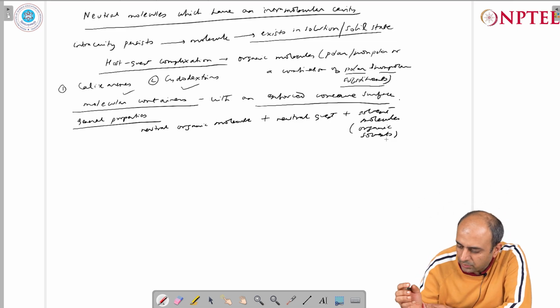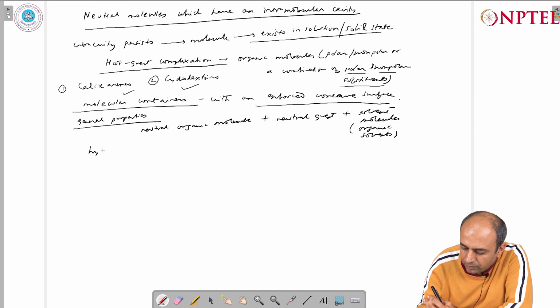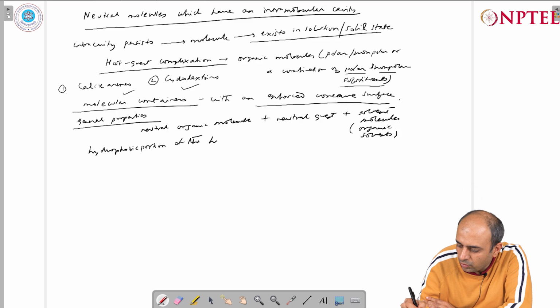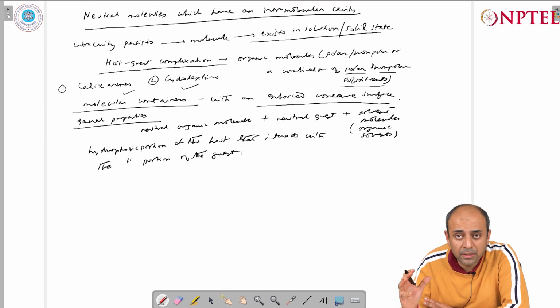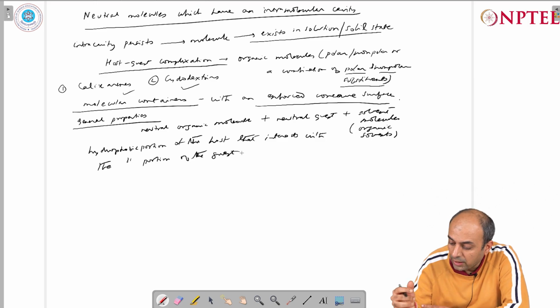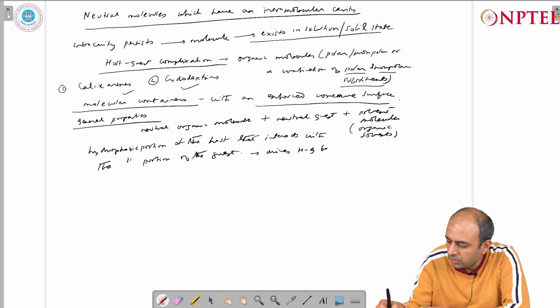And in most of the cases it will be seen that it is the hydrophobic portion of the host that interacts with the hydrophobic portion of the guest. So they are primarily hydrophobic interactions or lipophilic interactions that drive host-guest behavior.